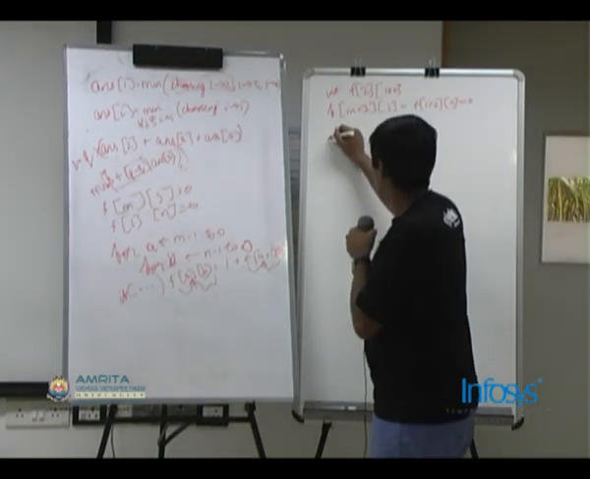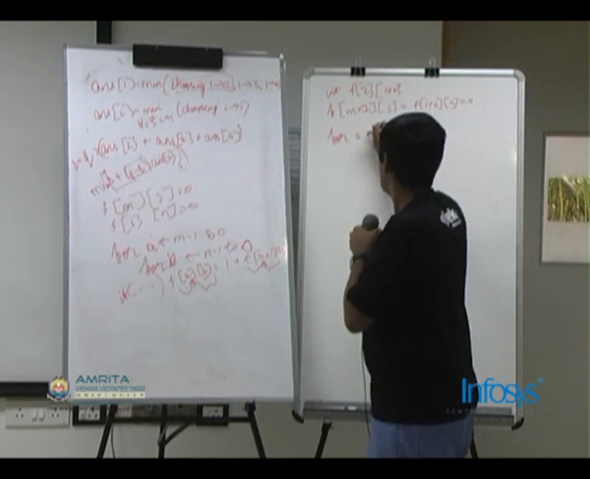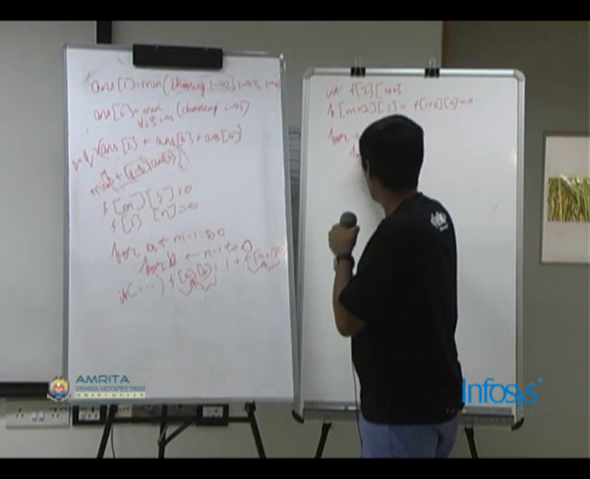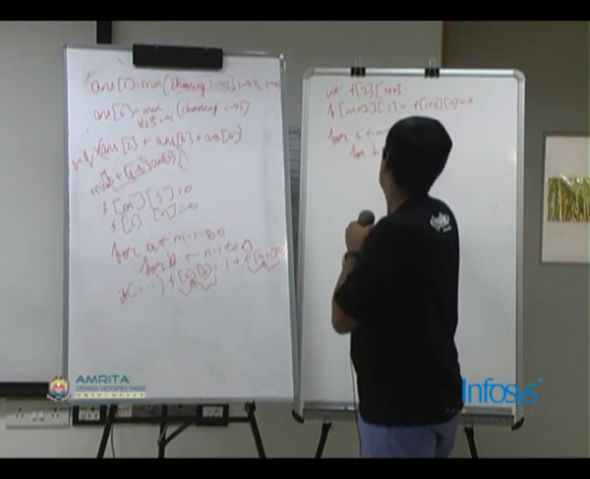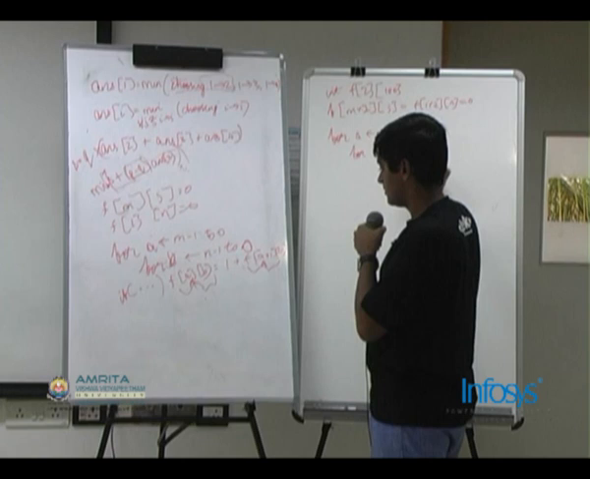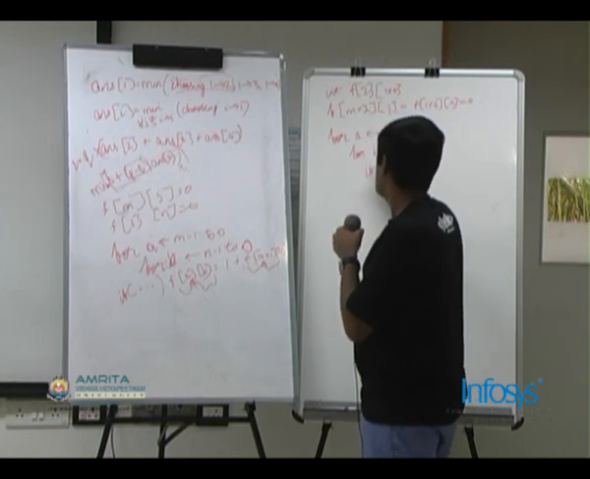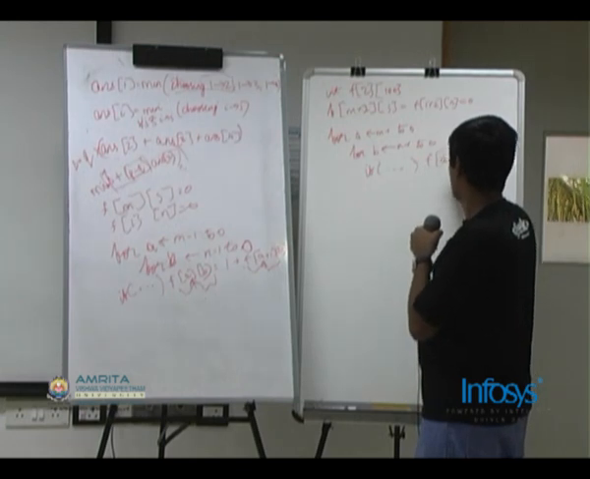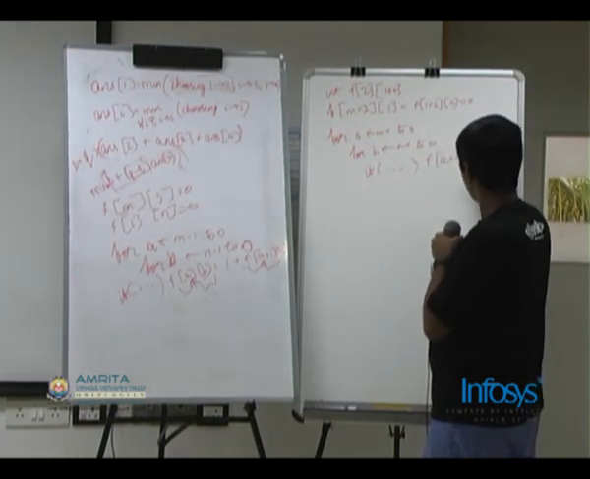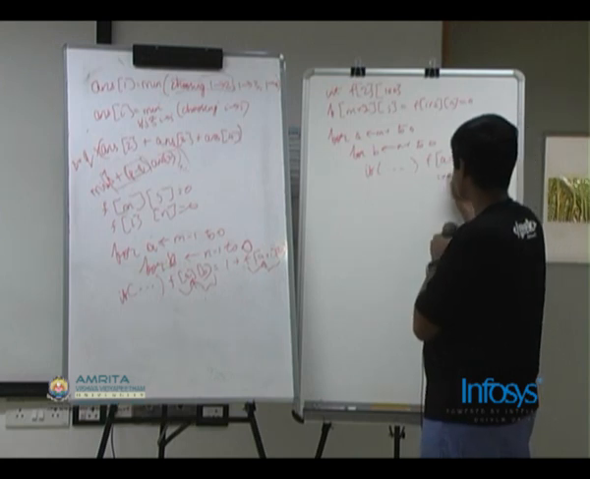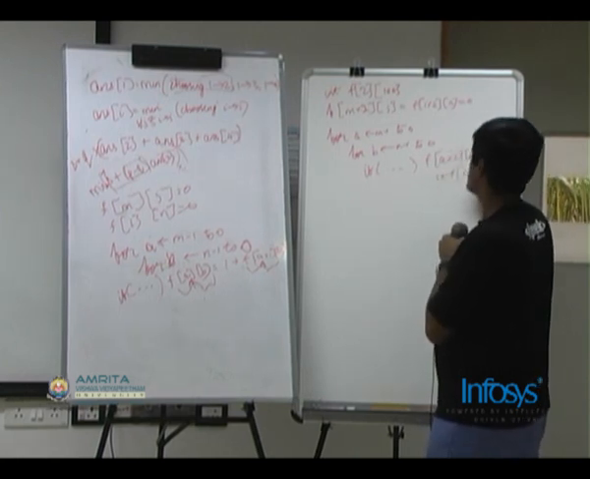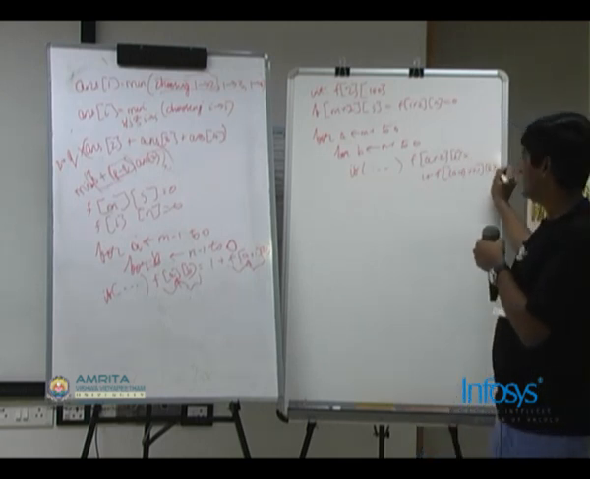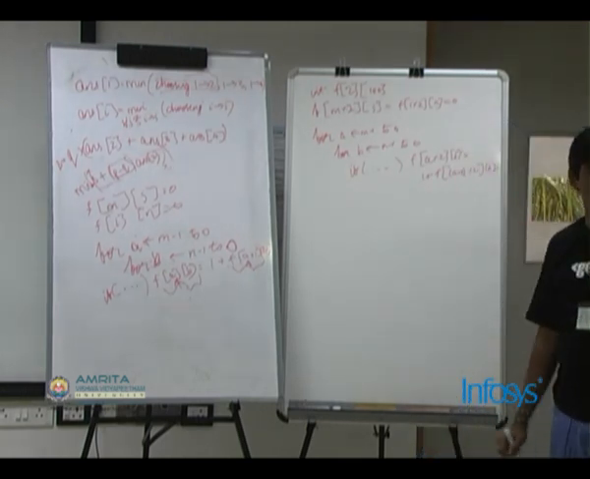And then for a from m minus 1 to 0, for b from n minus 1 to 0, if something, f of a mod 2 of b equal to 1 plus f of a plus 1 mod 2 of b, else f of a mod 2 of b equal to 0.